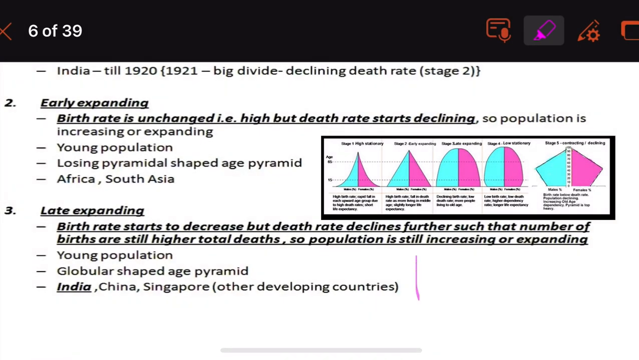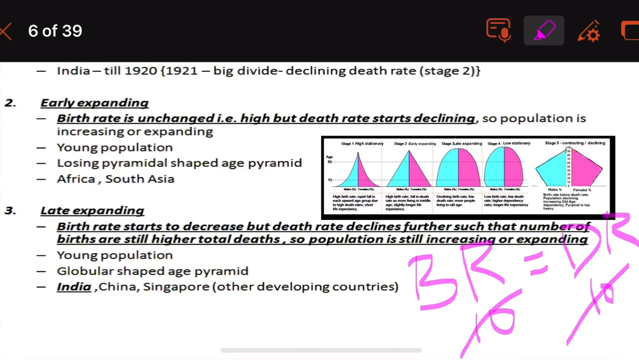So you see that, guys. Let us summarize. In high stationary, birth rate is equal to the death rate. So the population, for example, 10 or 100 were born, 10 died. It nullified. The increase in population was 0. And India was in this stage until 1920.